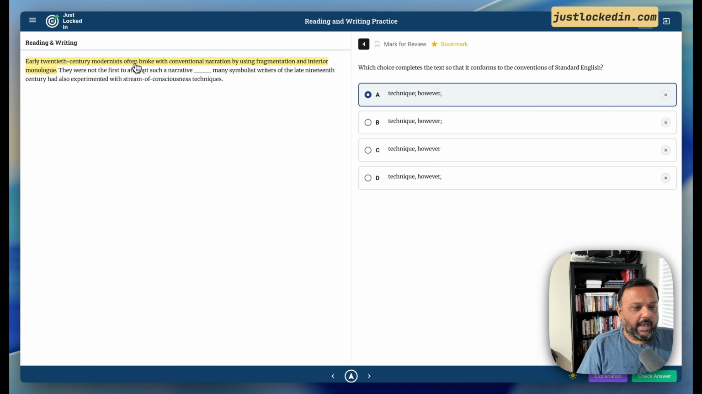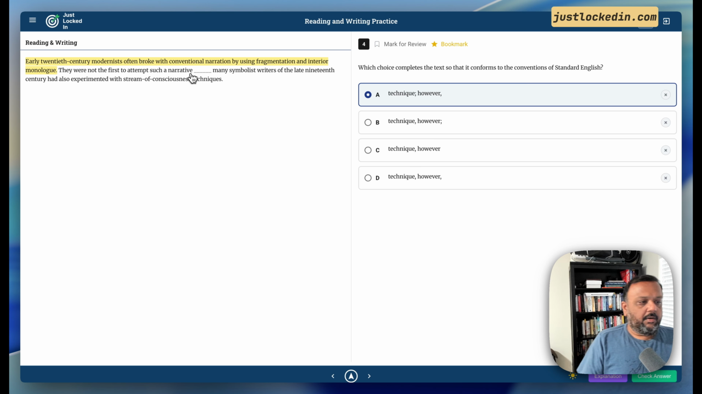Actually, for the conjunctive adverb, one of the things you should note is it need not just be a semicolon. It could be a full stop or a period followed by the conjunctive adverb as well. So you need to remember that. So the however actually belongs to this sentence, not this one. Ideally, they should have written, "However, they were not the first to attempt such a narrative." Or they could also have written, "They were not, comma, however, comma, the first to attempt such a narrative." That would also be valid.